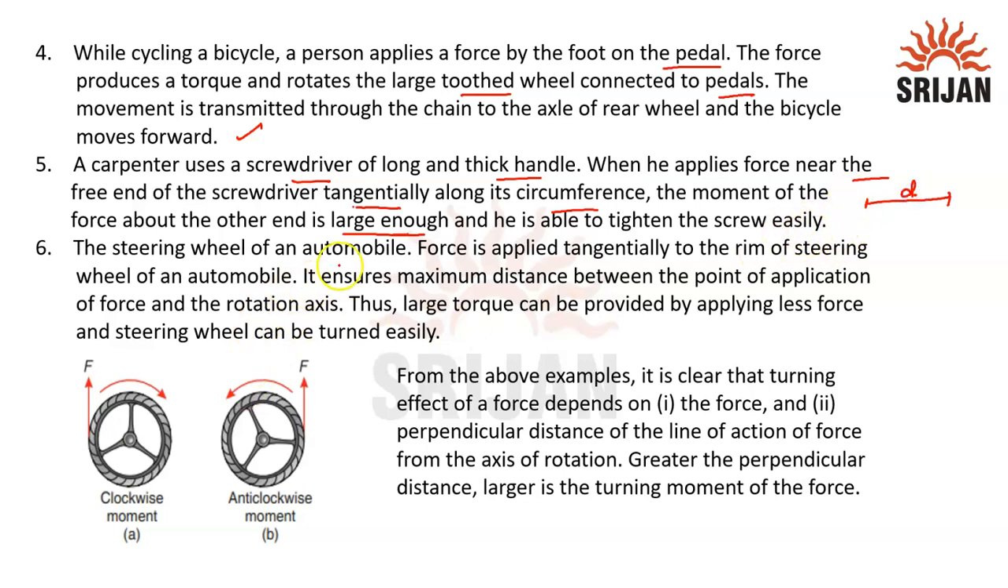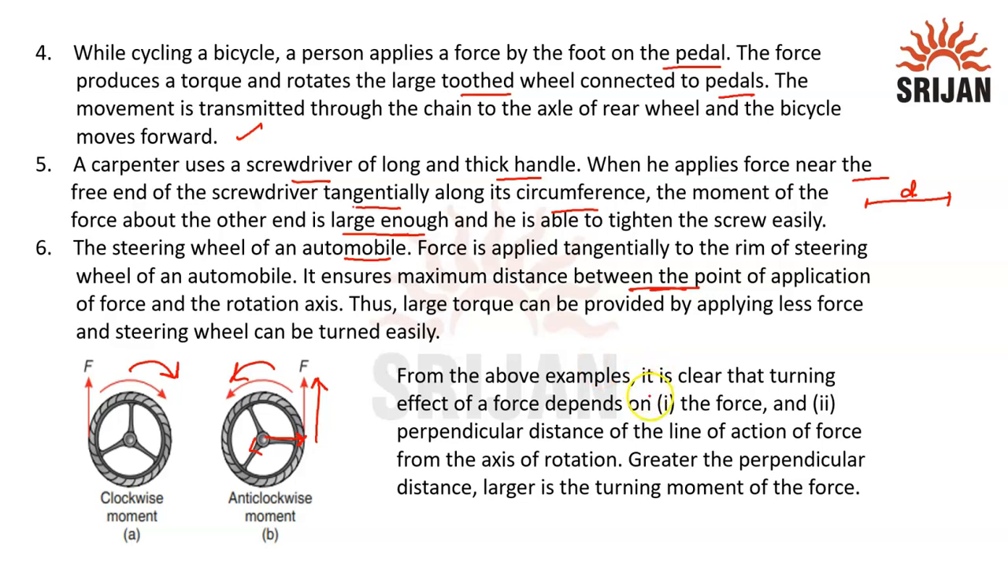Then we know in the steering wheel of an automobile, force is applied tangentially. Here we can see force is applied tangentially to the rim of the steering wheel of an automobile. So it ensures maximum distance between the point of application of force and the rotational axis. As a result, large torque can be provided by applying less force and the steering wheel can be turned easily. So this will be anti-clockwise moment and this will be clockwise moment.